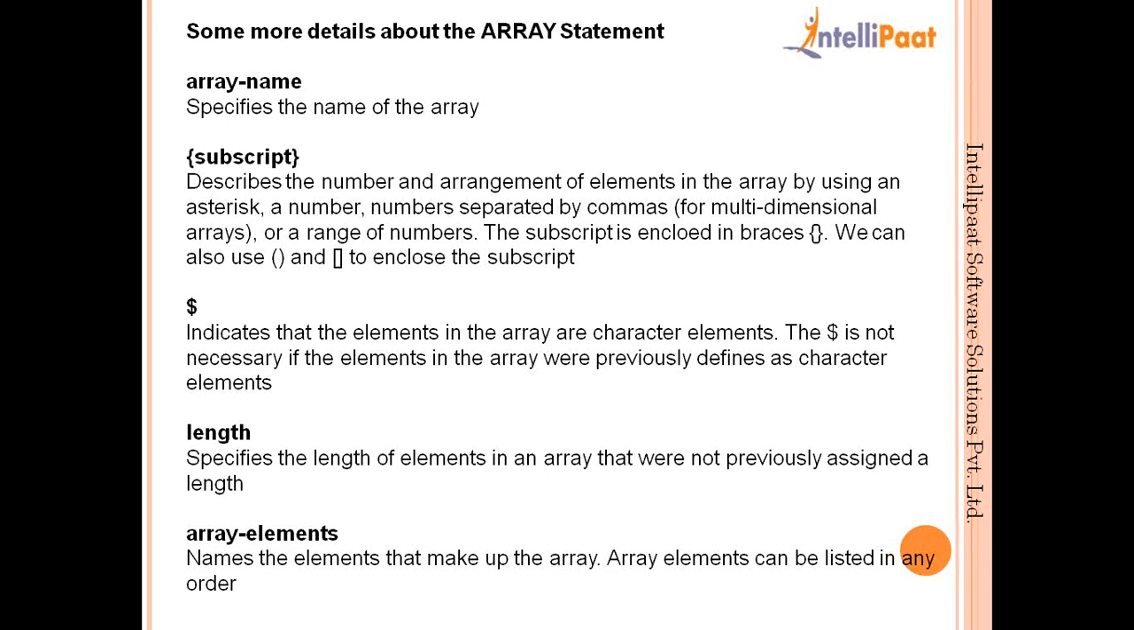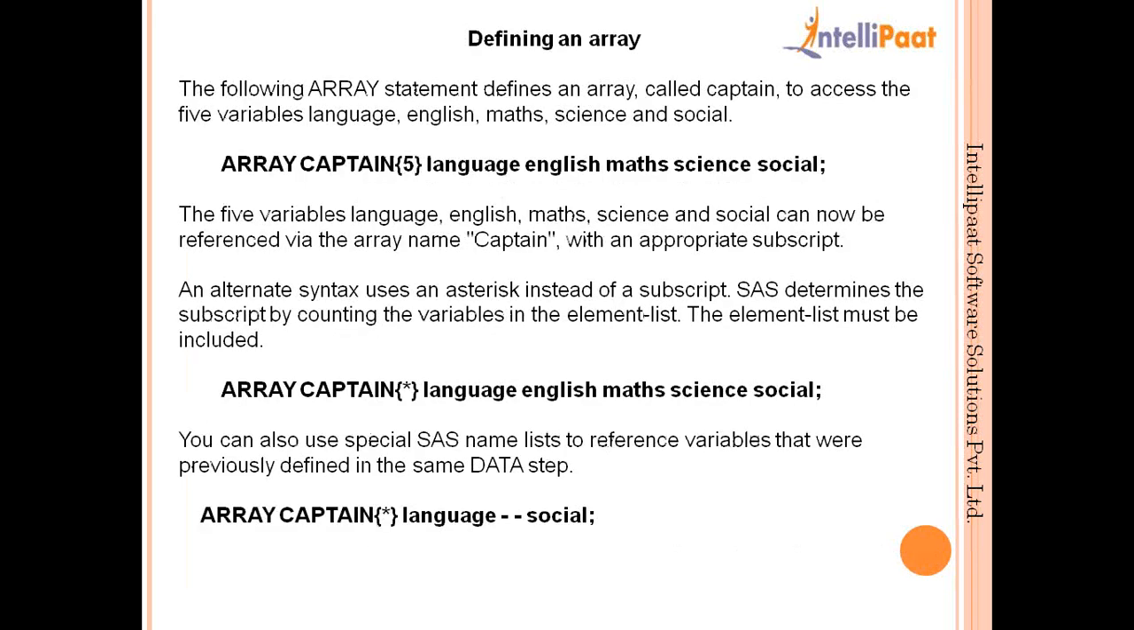Then we have a dollar sign that indicates that elements in an array are character elements. The dollar sign is not necessary if the elements in the array were previously defined as character elements. Then the length specifies the length of elements in an array that were not previously assigned a length. And then array elements are the names of the elements that make up the array. Array elements can be listed in any order.